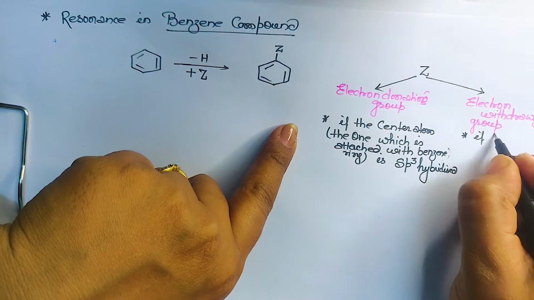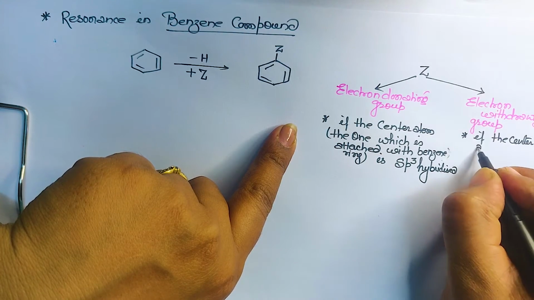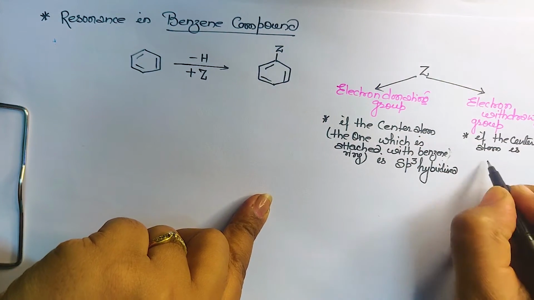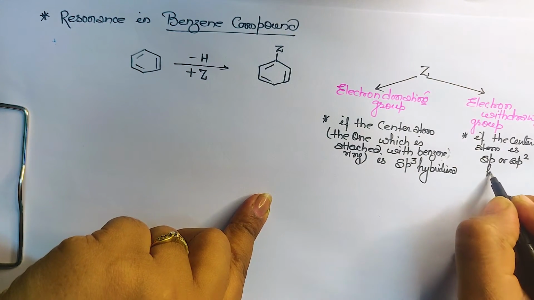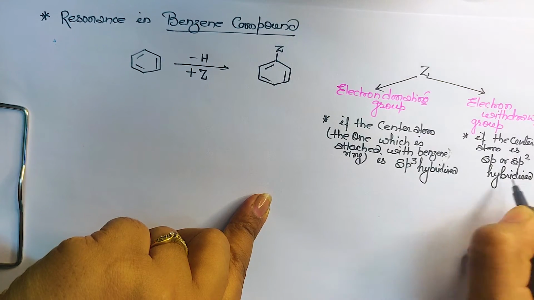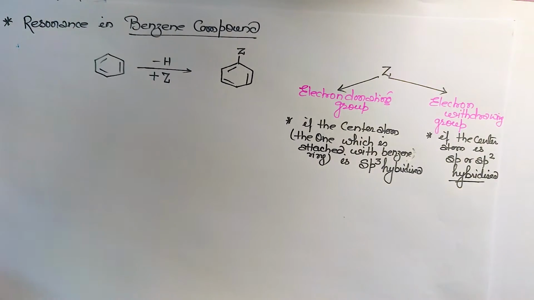If the center atom, I'm not explaining again the center atom over here, center atom now clear, is sp or sp2 hybridized. Any doubt? Clear? These are the two types of Z.